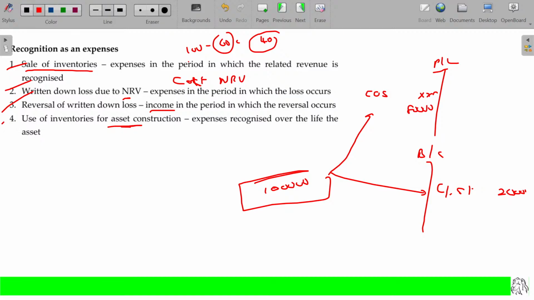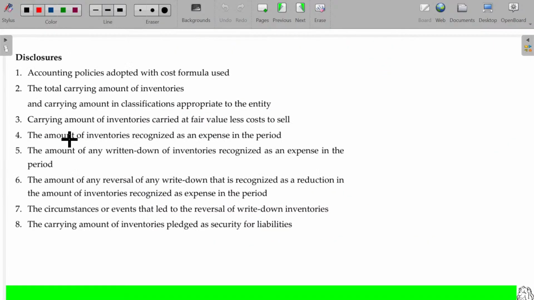Use of inventories for asset construction. I purchased raw material, but later I converted the raw material for my asset purpose. For example, a stationery mart purchases cardboard and thermocol and uses the same for a false ceiling. Then the false ceiling is their own asset, and the thermocol was stock for them. But now the stock is used for converting into an asset, so it will be de-recognized. Expenses are recognized over the life of the asset. In that case, the stock value will be amortized like depreciation over the life of the asset. Clear? So four items we have discussed. And disclosures.